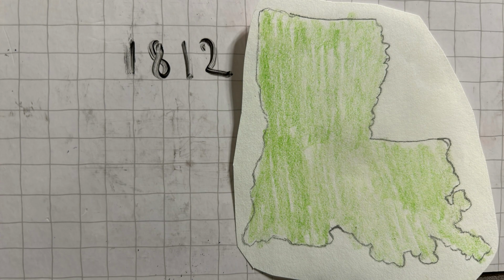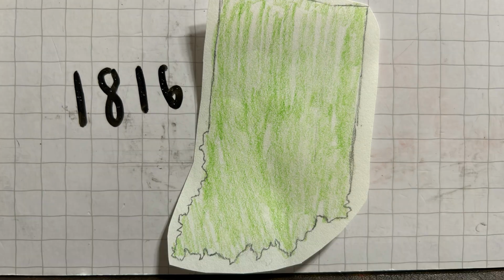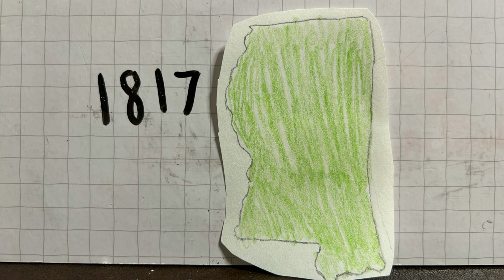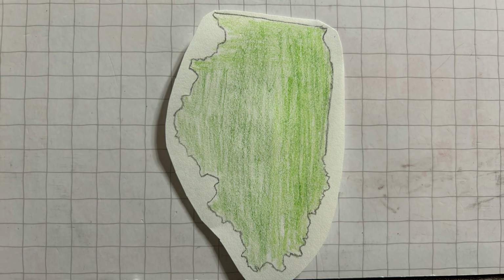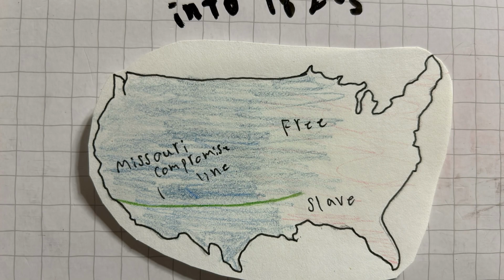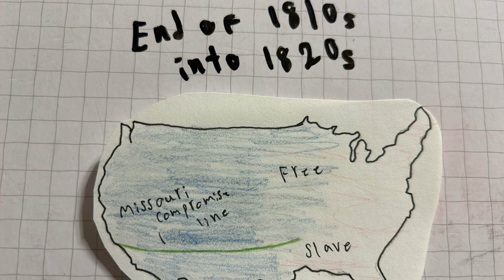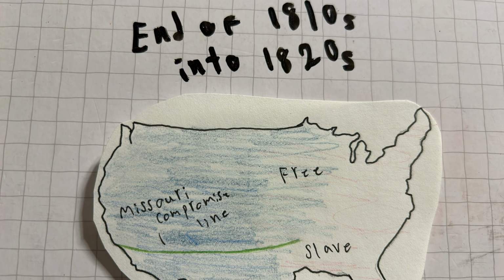In 1812, Louisiana became the 18th state. Then Indiana joined in 1816, and Mississippi in 1817, with Illinois and Alabama following soon after. And at the end of the 1810s, leading into the 20s, the Missouri Compromise was passed. The division it drew becoming more distinct the closer America got to the 1860s.